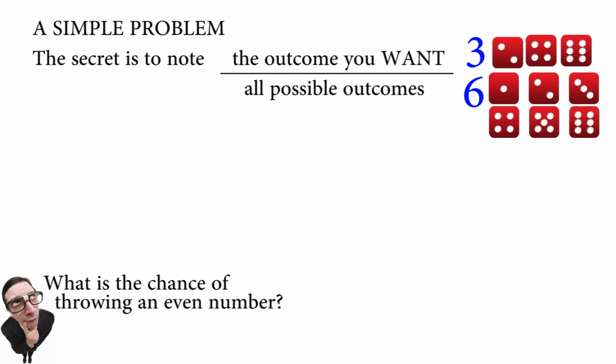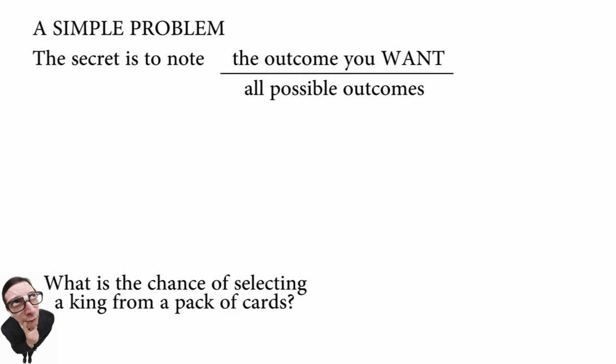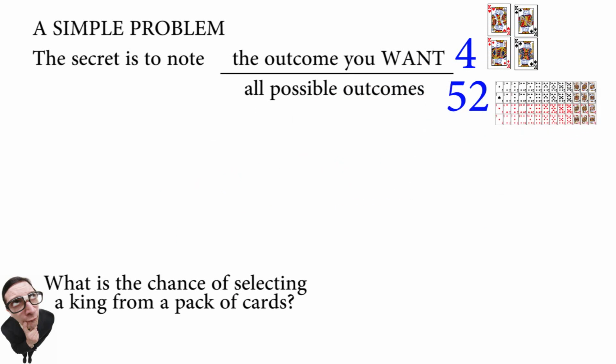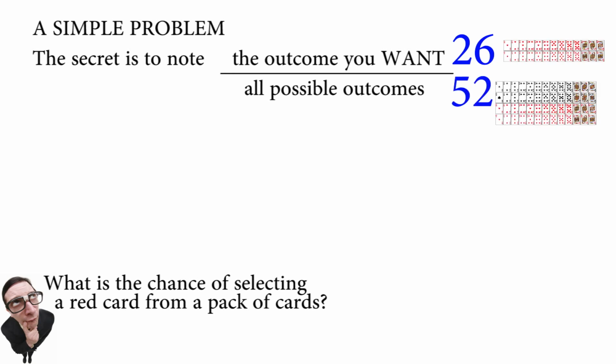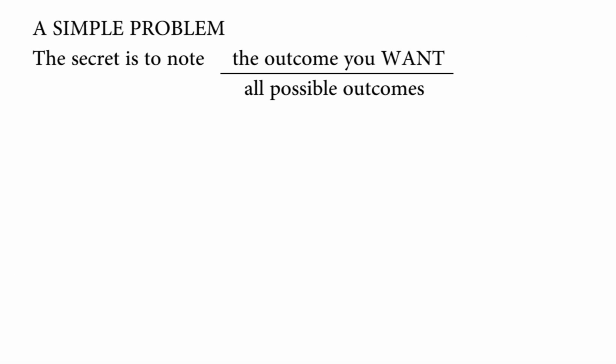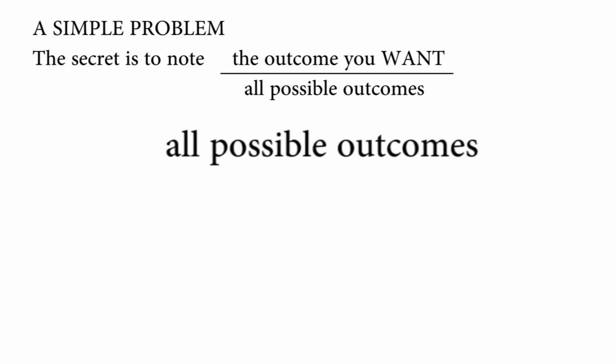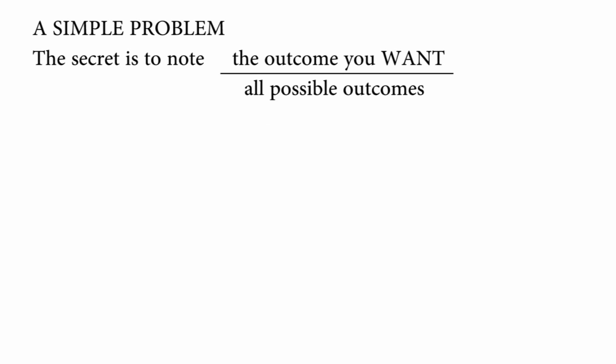What's the chance of drawing a king from a pack of cards? Well, there are 4 kings in a standard pack of cards. Always better to check in case someone has tried to scam you. So there are 4 possible wanted outcomes from a total of 52, a full pack of cards. So 4 out of 52, or 1 in 13. What's the chance of drawing a red card? Well, we want a red card, so there are 26 red cards in a normal pack, so the chances are 26 out of 52. So, writing down the number of good outcomes that we want over the total number of outcomes always provides the answer in these simple cases.